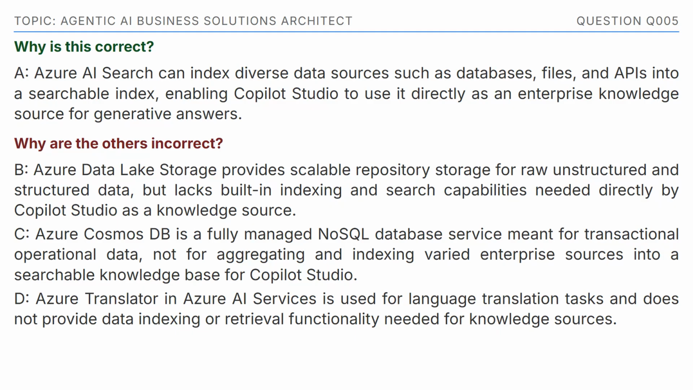Azure AI Search can index diverse data sources such as databases, files, and APIs into a searchable index, enabling Copilot Studio to use it directly as an enterprise knowledge source for generative answers. Why are the others incorrect?